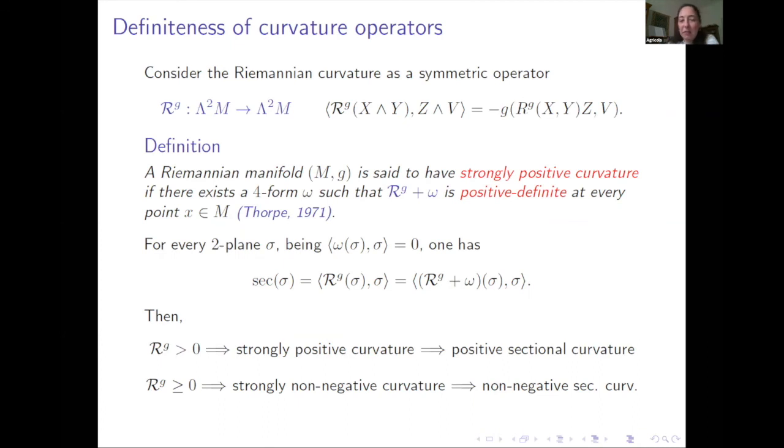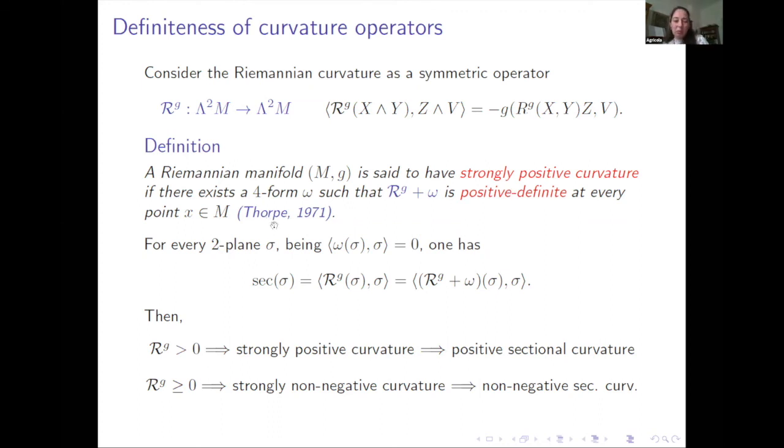Okay. So here I just recall what the definition is. I view the Riemannian curvature operator as a symmetric operator on two forms. And strongly positive curvature means that there exists a four form omega such that the Riemannian curvature plus omega is positive definite at every point.